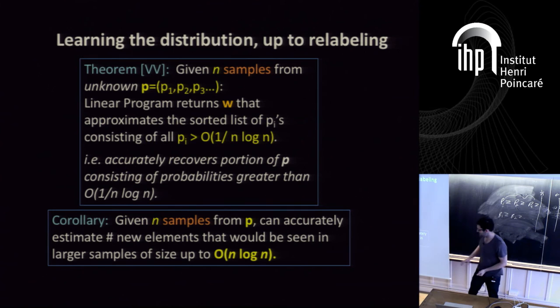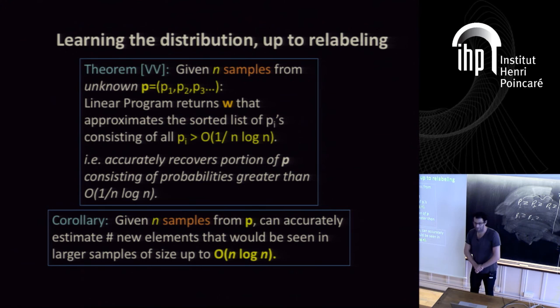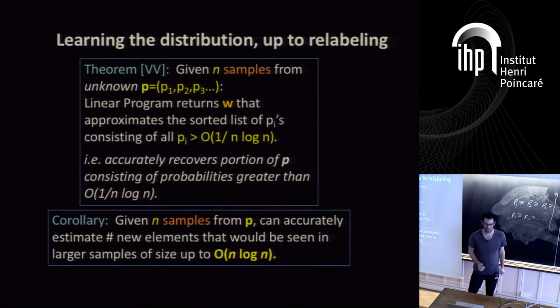Okay. And this is saying, actually, he could say, I spent a year and I caught 10,000 butterfly species. Can you tell me how many new species I would discover if instead of 10,000, I caught 10,000 times log 10,000? Okay, so not just a factor of 2, not just 2n, but log n.